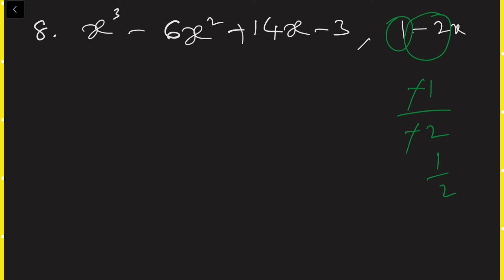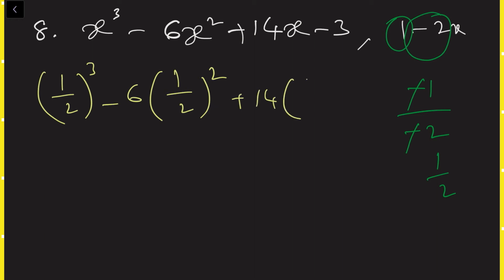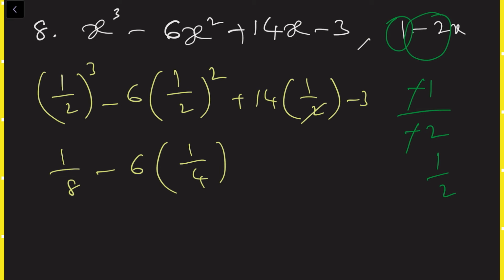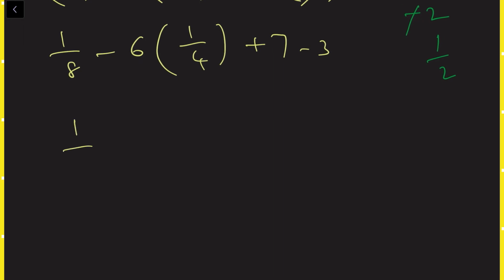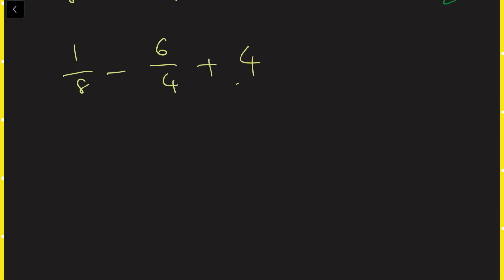Let us check. 1 by 2 whole cube minus 6 into 1 by 2 whole square plus 14 into 1 by 2 minus 3. 1 by 2 whole cube is 1 by 8, minus 6 into 1 by 2 whole square is 1 by 4. Here 2 1s are 2, 7 2s are 14, so plus 7 minus 3. 1 by 8 minus 6 by 4 plus 7 minus 3, that is 4. 4 can be written as 4 by 1.